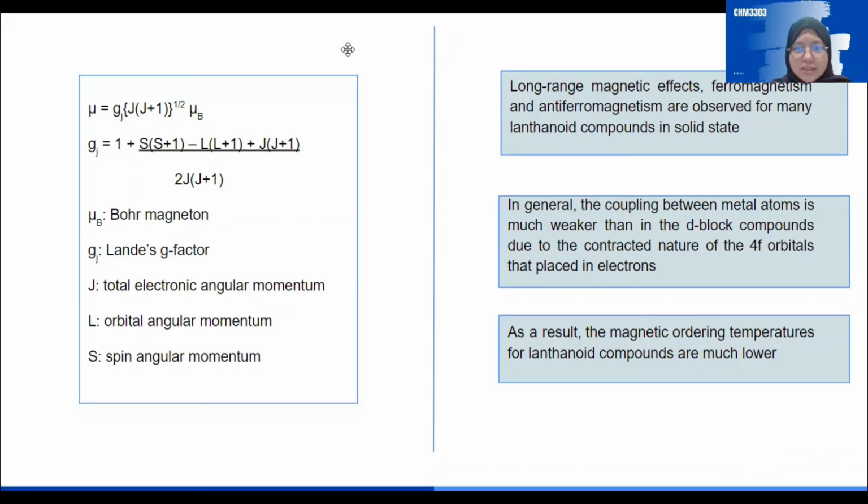Long-range magnetic effects, ferromagnetism and antiferromagnetism, are also found for many lanthanoid compounds in the solid state. In general, the coupling between metal atoms is much weaker than in d-orbital compounds due to the contracted nature of the 4f orbitals that hold the electrons. As a result, the magnetic ordering temperatures for lanthanoid compounds are much lower.